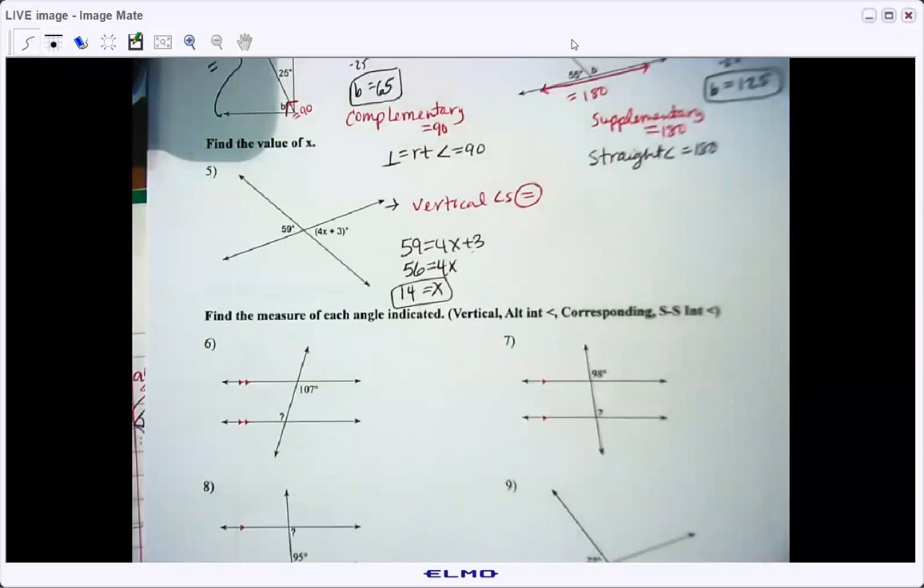I'm not sure why I have a shadow. Why do I have a shadow?